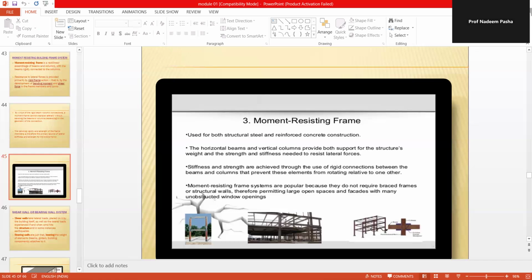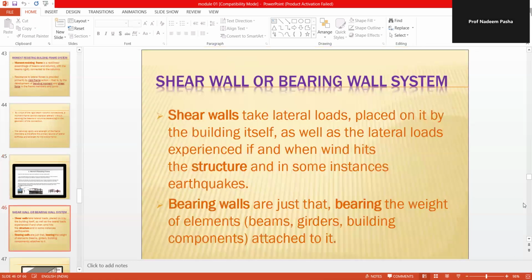Moment resisting frame systems are popular because they do not require braced frames. So these moment resisting frames are nowadays becoming popular because they do not require any braced frame, as a result of which the cost of construction is also reduced. They do not require braced frames or structural walls, therefore permitting large open spaces and facades with many unobstructed window openings. During construction of a building, we are very much concerned about providing windows for ventilation and all. Because this moment resisting frame does not require any braced frame, the windows can be provided at any desired location.